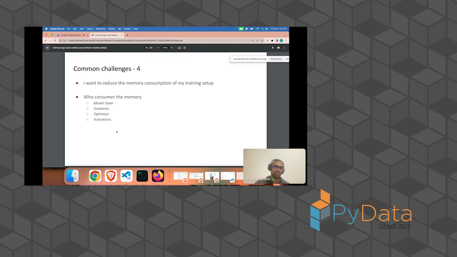But let's say these things were not enough and I wanted to reduce the memory consumption even further. So then the question is, who exactly is consuming the memory? Well, the model state is going to consume some memory. Gradients are going to consume memory. And the optimizer is going to consume some memory. And so are the activations. So all these things consume memory.